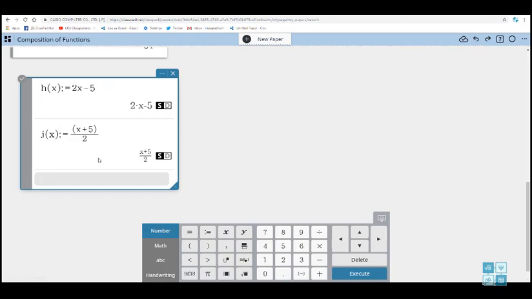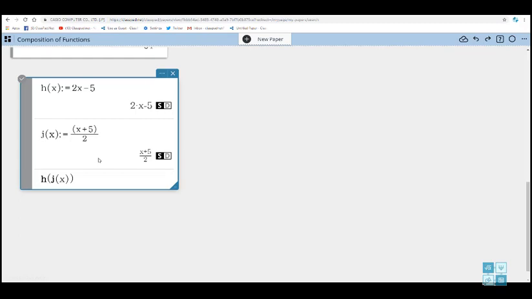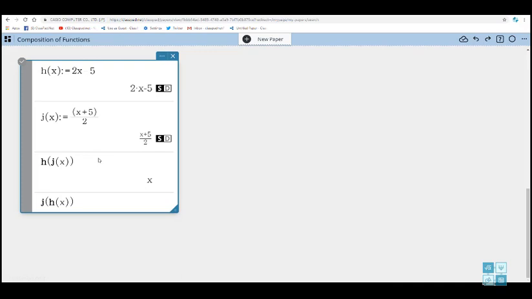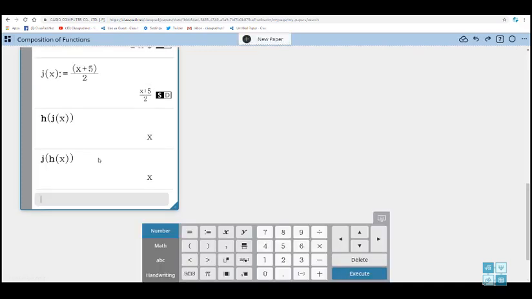So now we can look at what is the composition of those two functions. So let's do h of j of x. When you're working with students, when they do this, and wow, we get the identity function x. So let's see if that's true if I do the other way of composing these two functions. And it is. So since the composition of both is the same, I get the identity function. These are inverse functions to each other.